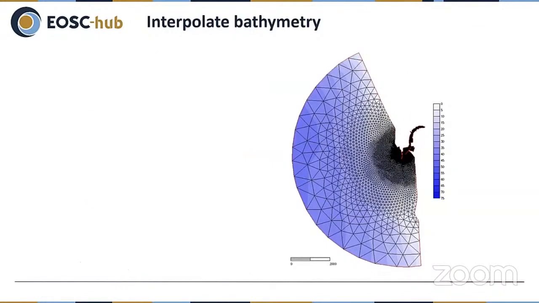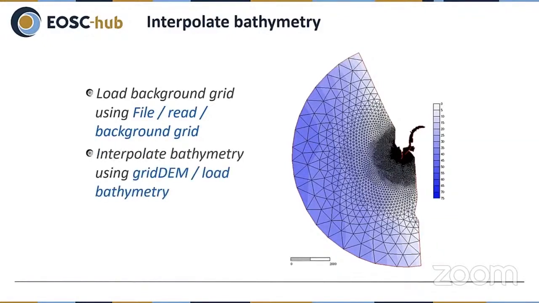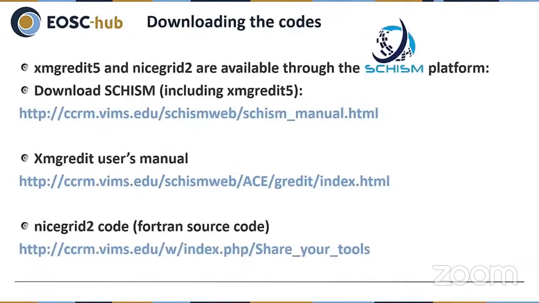So we're getting there. The last thing that you need to do is to interpolate the bathymetry, which you do by loading the bathymetry in the background grid, and then interpolating the bathymetry using grid-dem load bathymetry. And that's it. You have the grid that you need to run your model.